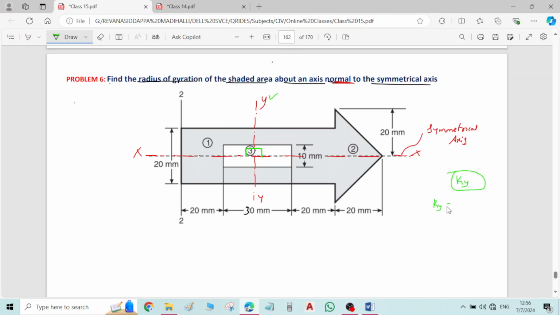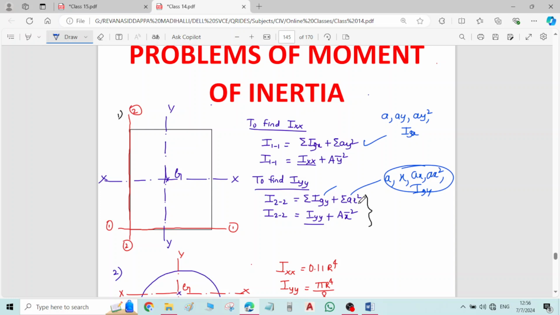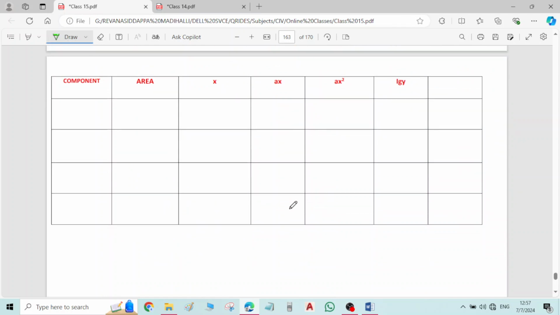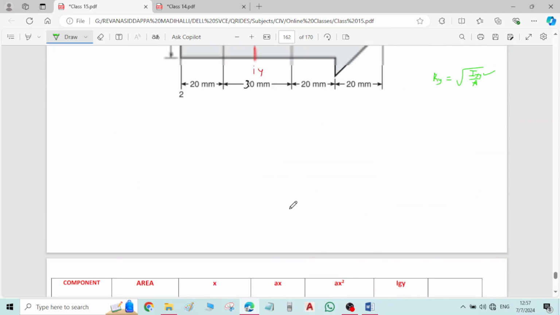To find ky, we know the formula: root of Iyy divided by a, which means you need to find the moment of inertia about the y-axis here. So to find the moment of inertia about the y-axis, we have two formulae here. In these formulae, what are all the parameters involved? Area values are there, then x values are required, Ax and Ax square are required, then IGY values are also required. So we need to add all these parameters in the table. So in this table I have added all these parameters.